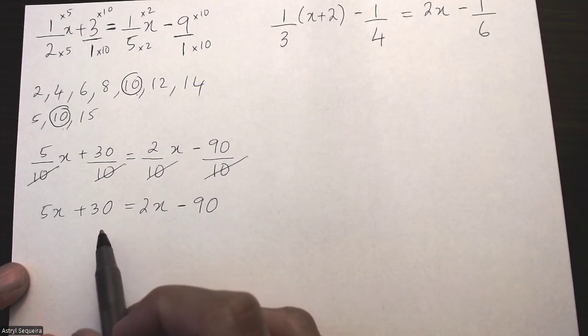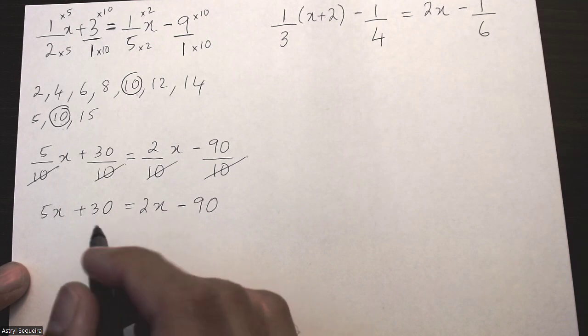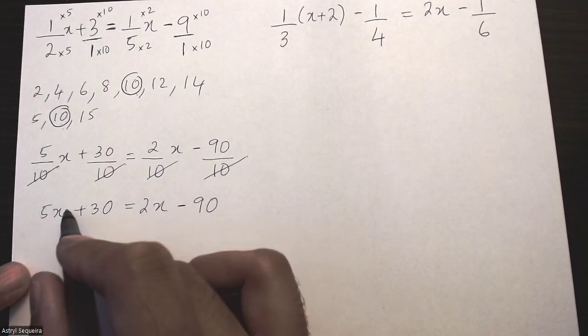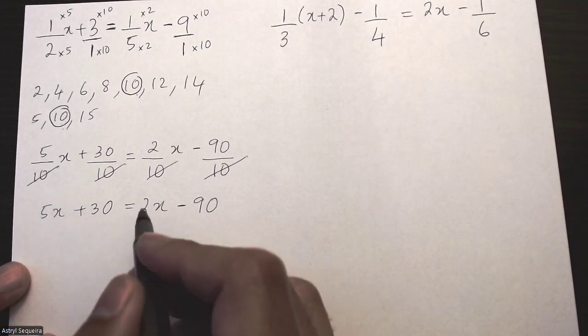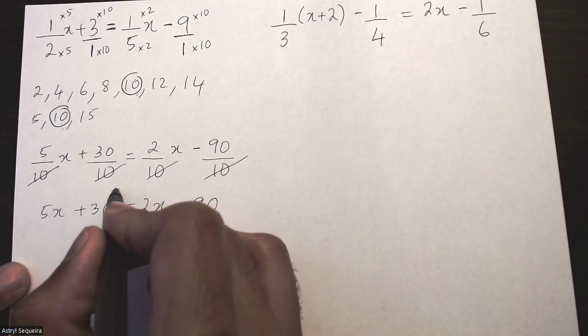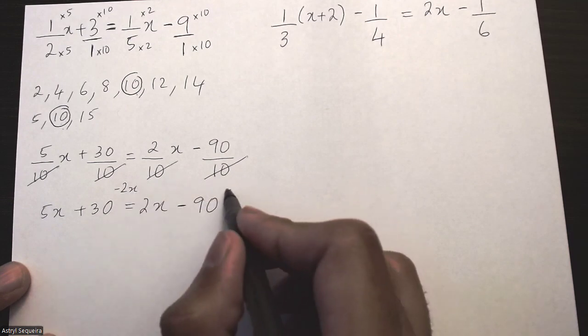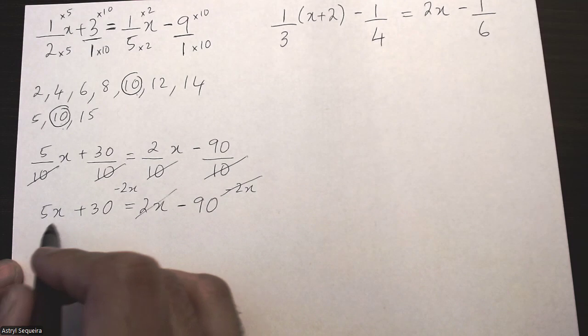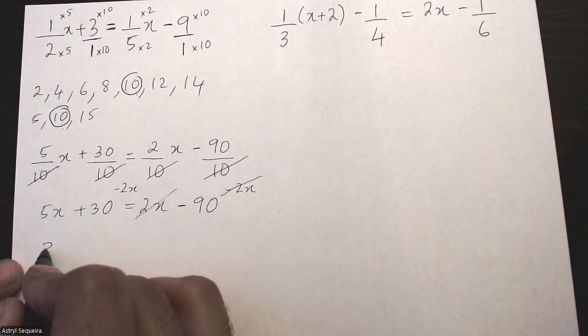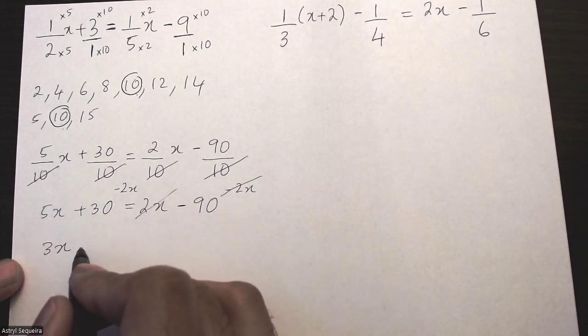The next thing I need to do is bring all like terms to the same side. I'm going to start by subtracting 2x on both sides. That way I have only the x terms on the left side. So here these will basically cancel, and over here 5x minus 2x is just 3x.